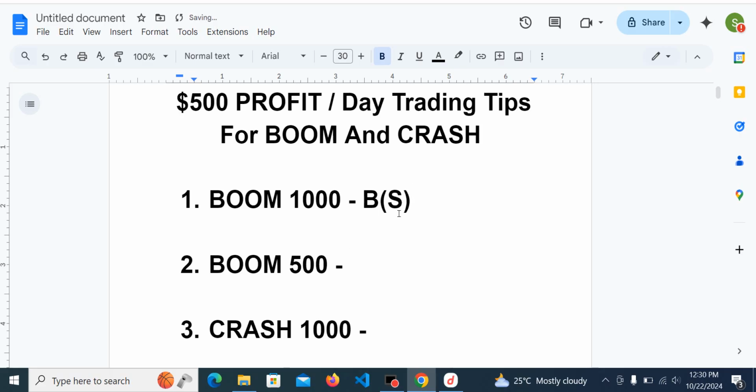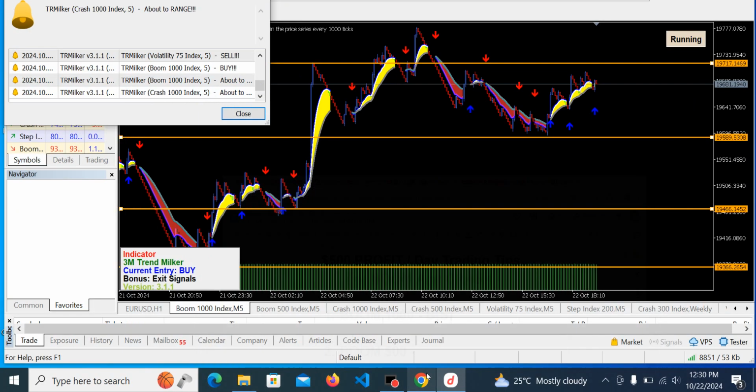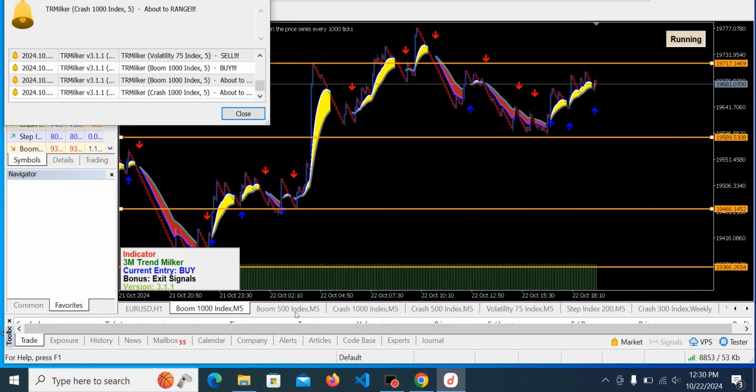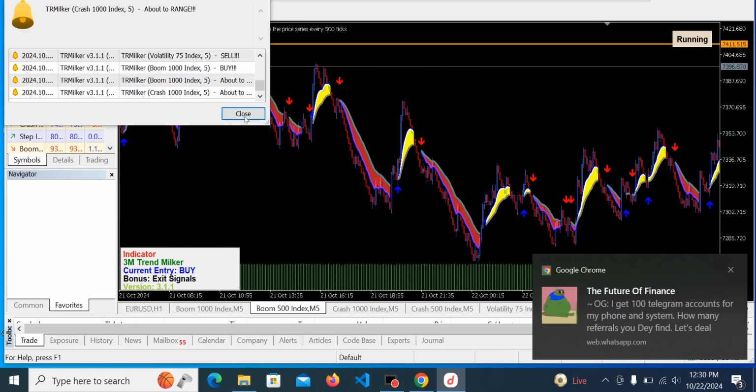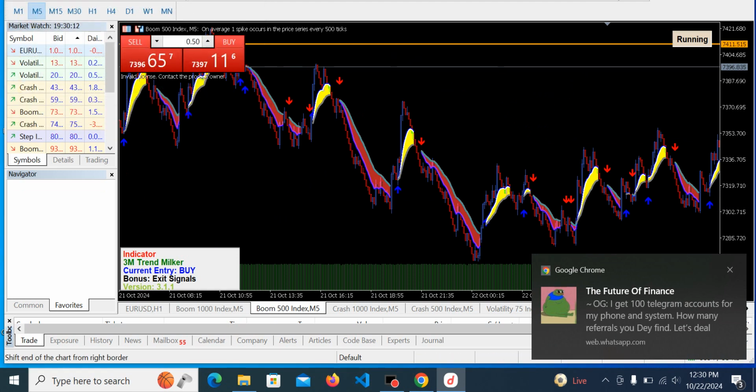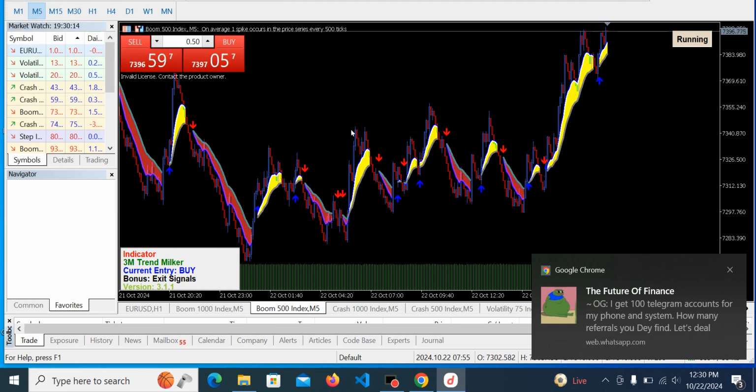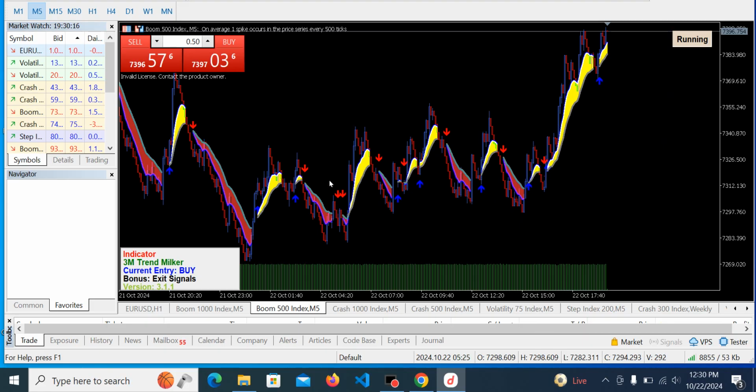Okay, next asset is going to be Boom 500. Let's check it out together. Okay guys, this is Boom 500, and just the way we are seeing, this had been on an uptrend, even though it started slowly, but it has been more of an uptrend than a downtrend, and it has got into this resistance zone. Okay, it has not been able to break out from there.